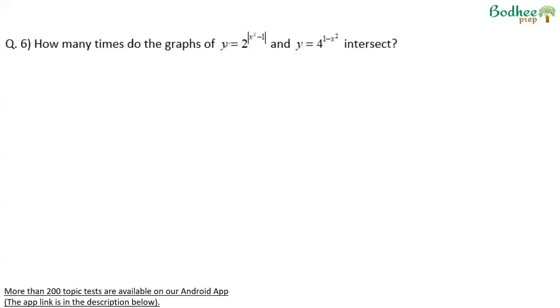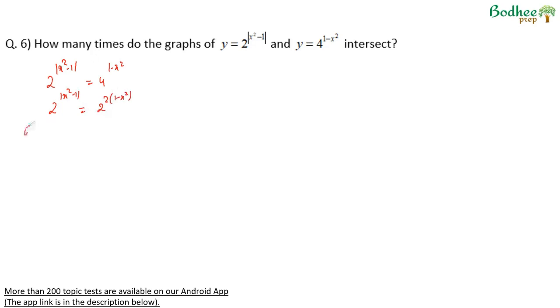How many times do the graphs of y is equal to 2 raised to power mod of x minus 1 and y is equal to 4 raised to power 1 minus x square intersect? Now, y is same in both the cases. We can say 2 raised to power mod of x square minus 1 will be equal to 4 raised to power 1 minus x square, which means 2 raised to power mod of x square minus 1 is equal to 2 square into 1 minus x square.